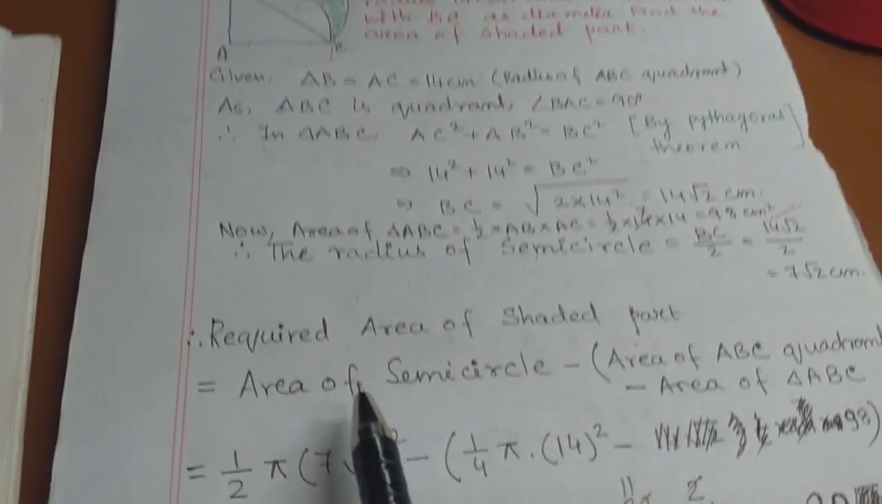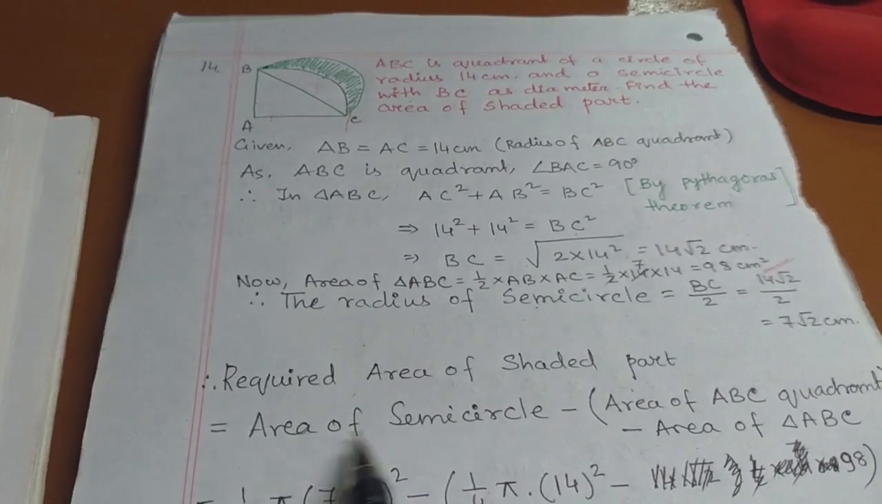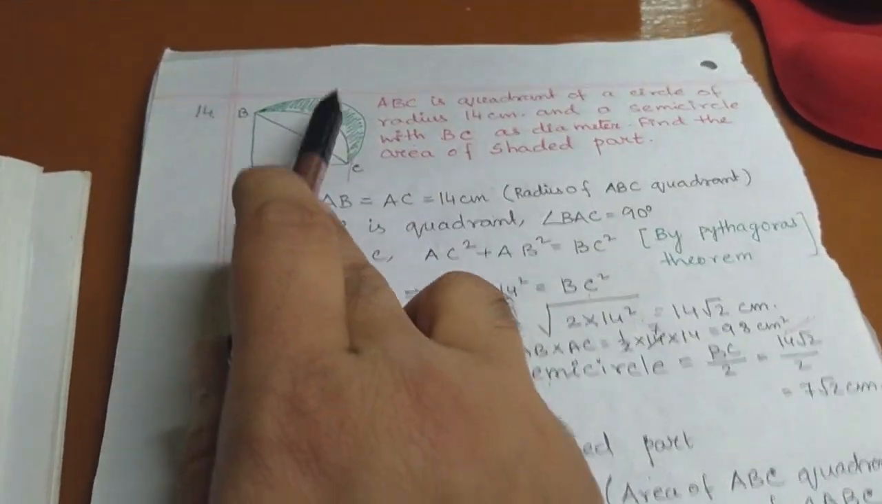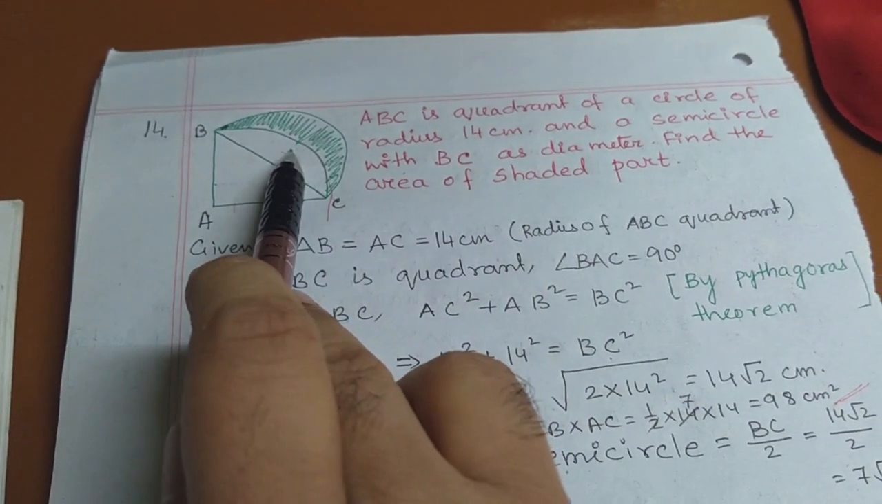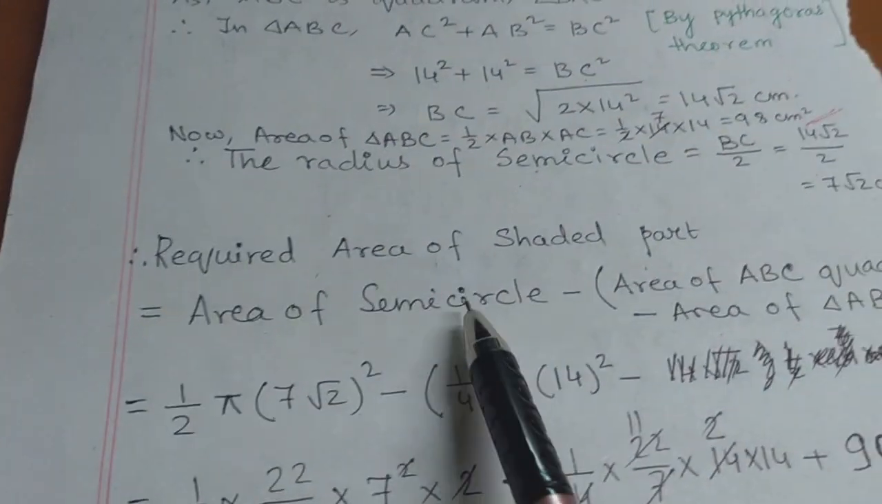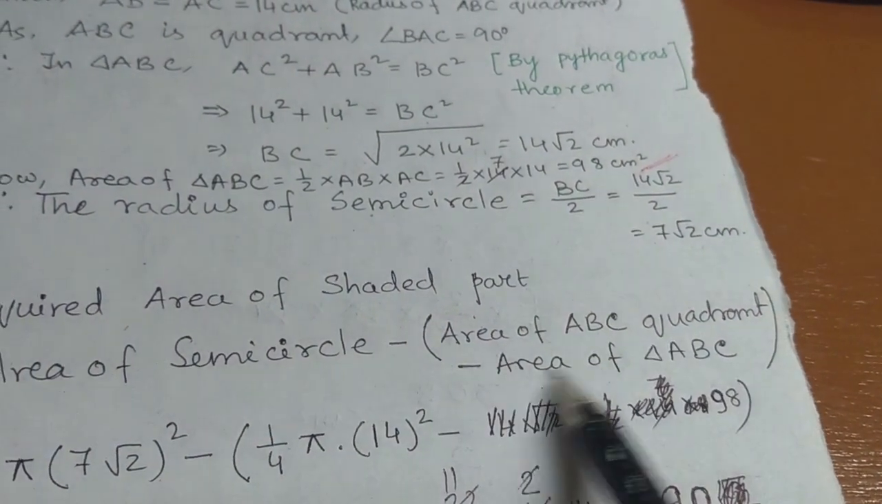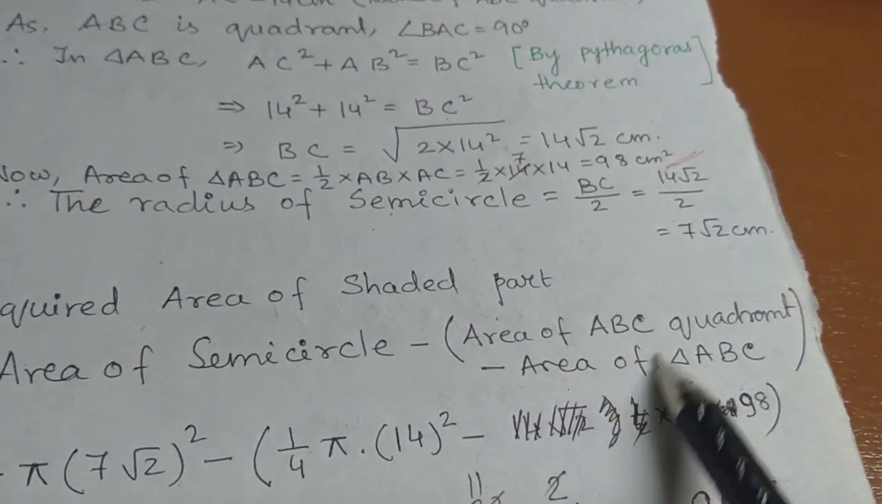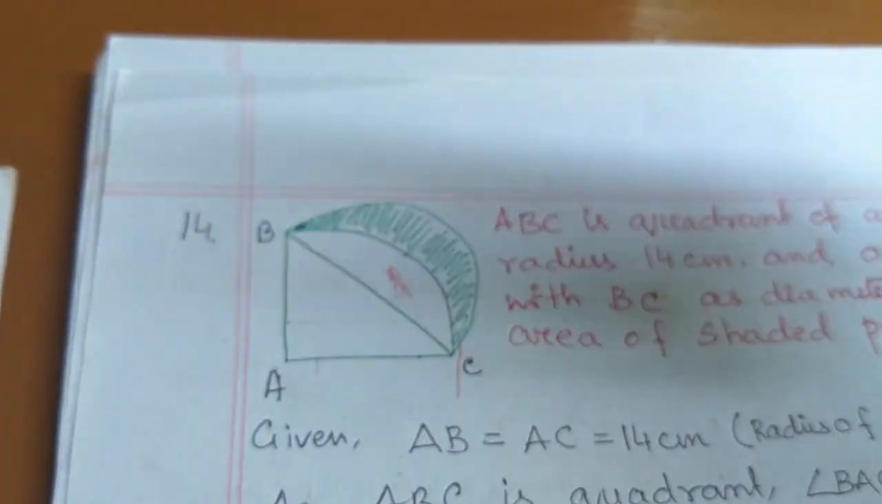Now, come to the most important part. Required area of the shaded part. I told this one is the required area. It will be the area of semicircle minus, in bracket, area of ABC quadrant minus area of triangle ABC. Let me explain this. Now you can see this one. We have to find this area, right? How to find this area?